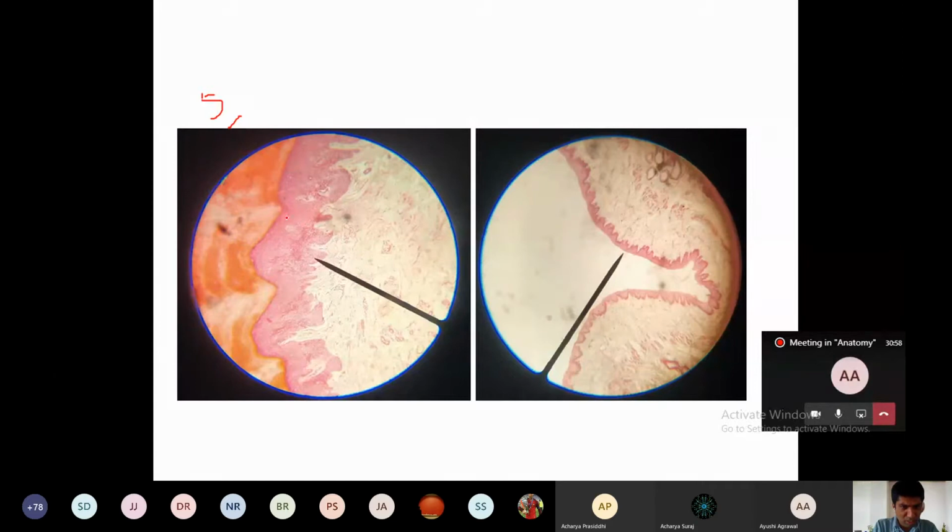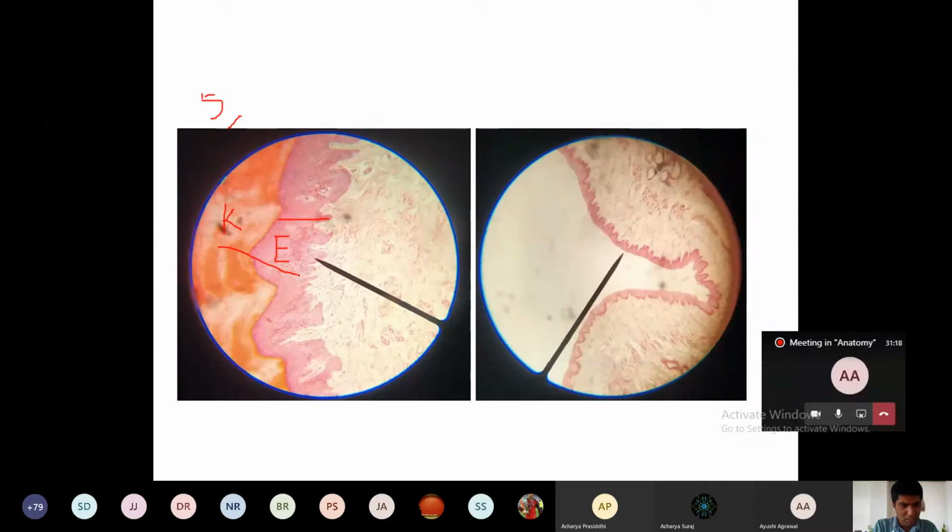What are you seeing? See here, inferiorly you are seeing the epithelium, and here on the surface you can see the keratin layer. So this one is the keratin layer, and this one is the epithelium. And you are seeing the stratified epithelium. So what may be this? What is its correct name? How to give the name?